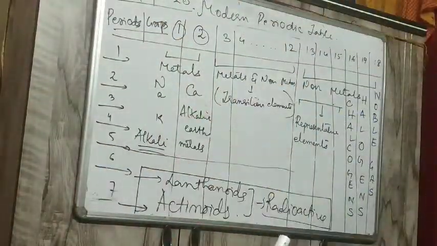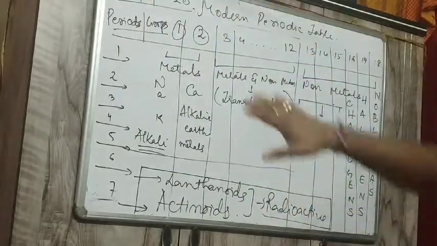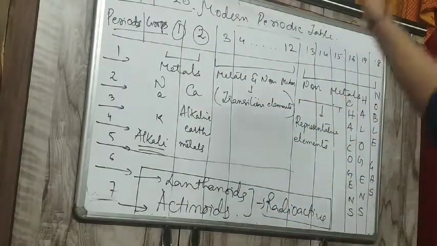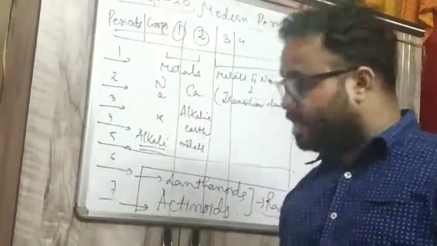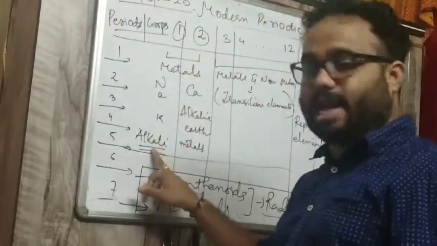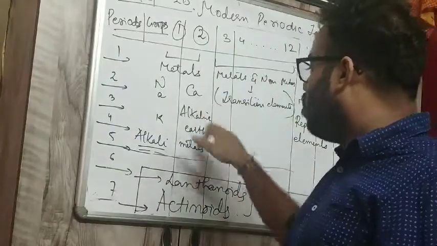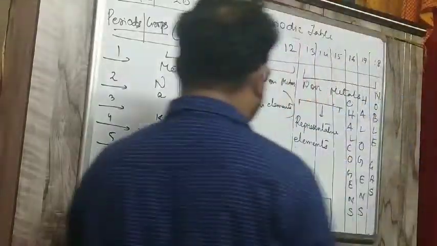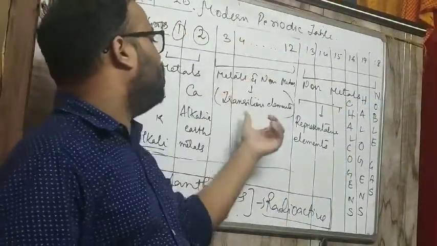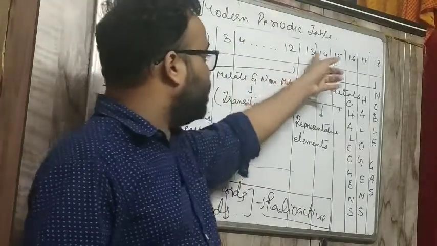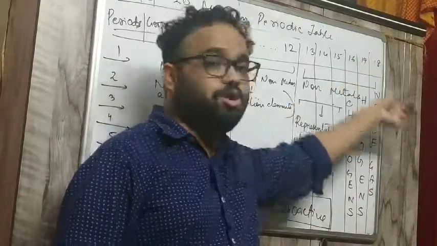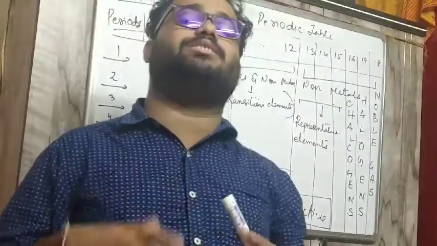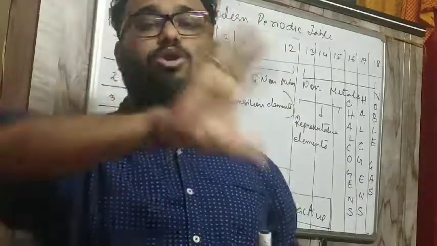So, the modern periodic table. On the left side you have metals, on the right side you have non-metals, and in between you have metals and non-metals. These are the periods, from 1 to 7, and these are the groups. Metals in group 1 are called alkali metals. Metals in group 2 are called alkaline earth metals. From group 3 to 12 it has metals and non-metals both. And from 13 to 18 you have representative elements, chalcogens, halogens, and noble gases. So these are the various characteristics of the modern periodic table.